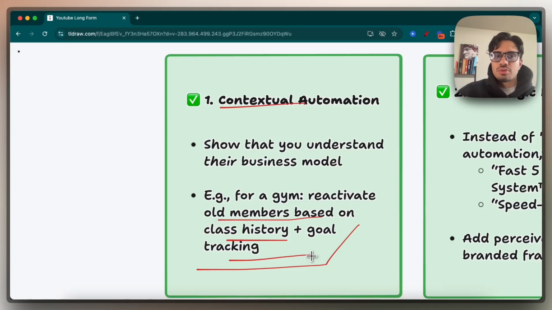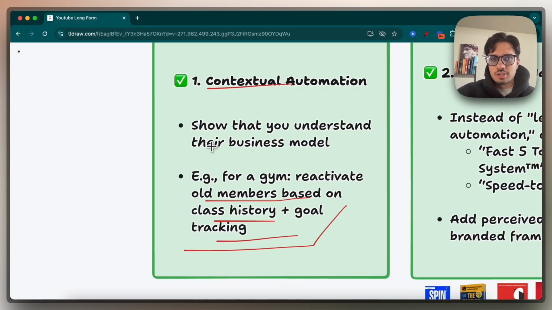And if you don't know how to do that, then just go to ChatGPT and say, tell me everything about a gym, what kind of pain points they might be dealing with, how to speak their language, tell me keywords and terms for me to use. You can learn this very easily.